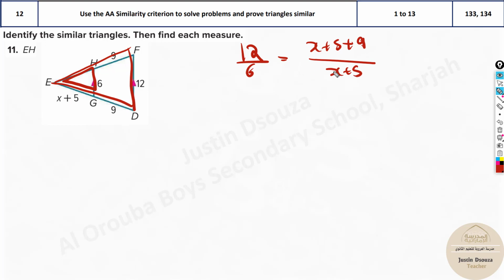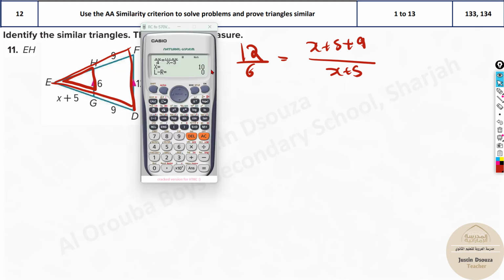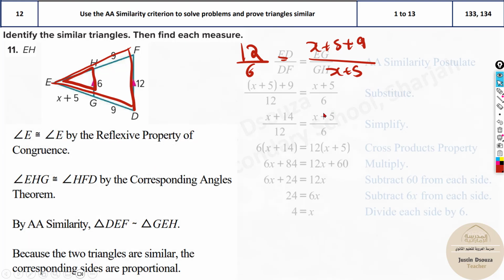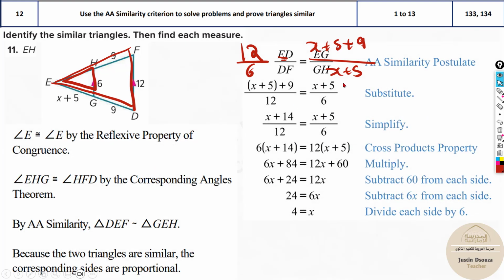Now you can put in the calculator and solve it. I'll just use the calculator over here. What happens? It's 12 by 6. I'll directly write it's 2. Sorry, 2 equals 12 by 6 is 2. And over here we have x plus 14, that is 9 plus 5. And down we have x plus 5. Shift and solve. What's the answer? The answer is 4. X value is 4. Let's just check. Yes, the x value is 4.